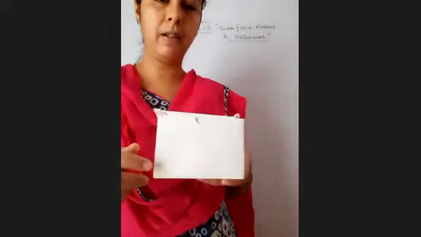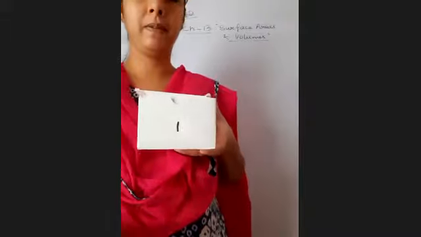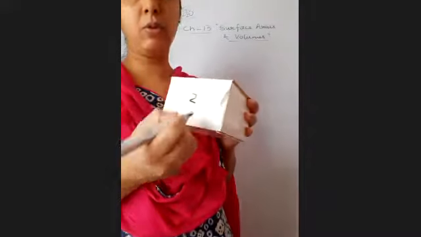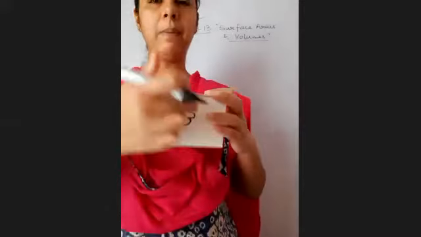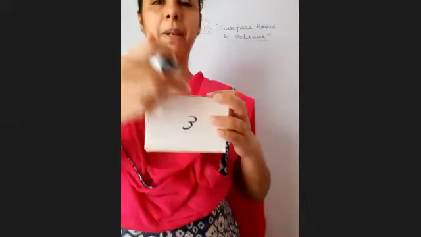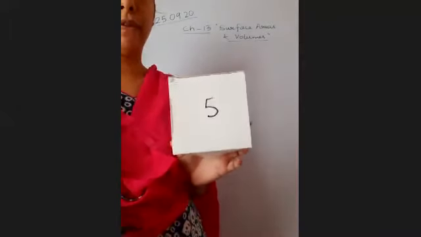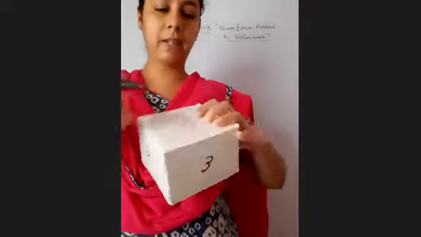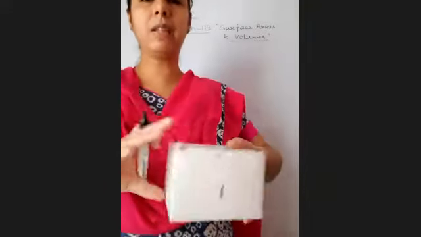How many faces does it have? Six. Let's see. One, and opposite to it, I will mark two. Three, and exactly opposite three, on the back side, let me mark four. Five, and exactly opposite five, six. It has become a dice. So it has got 6 faces, beta.